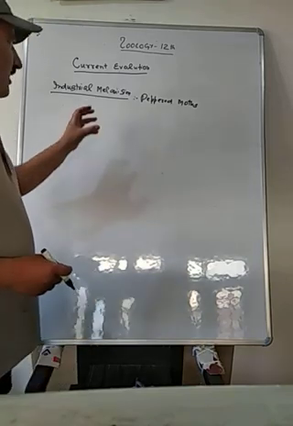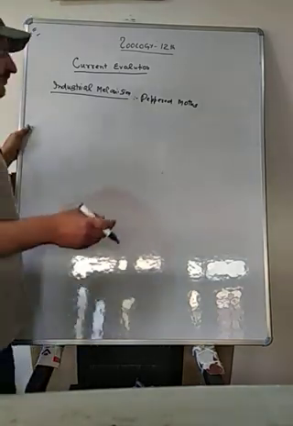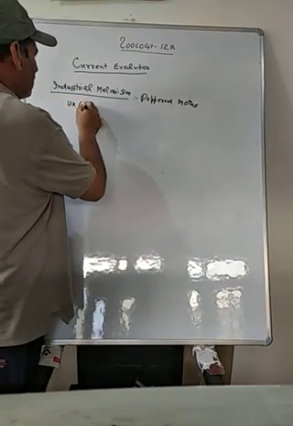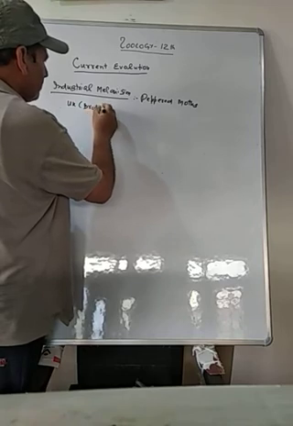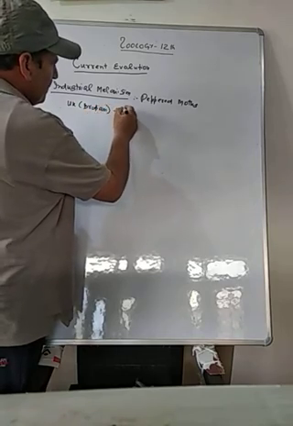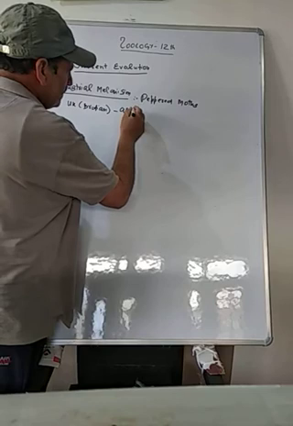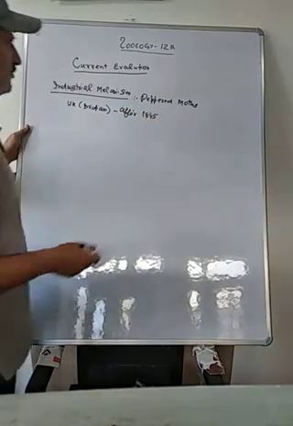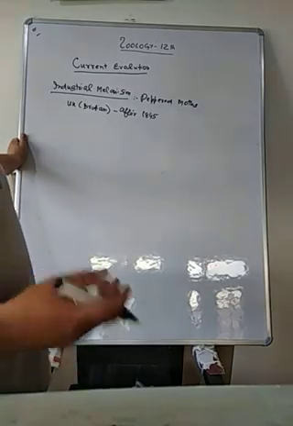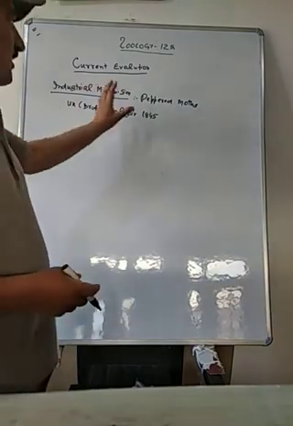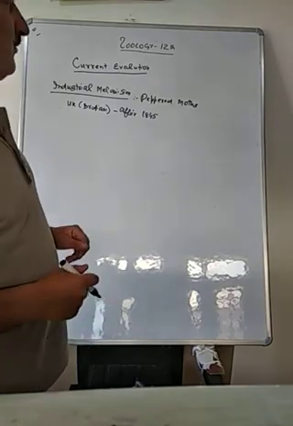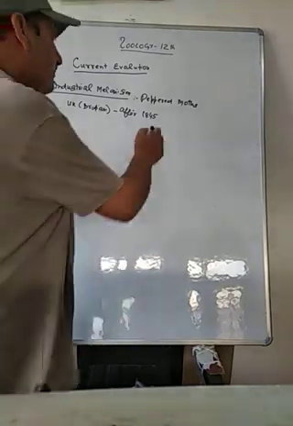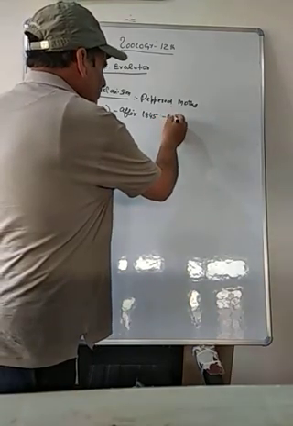And the type of evolution, industrial melanism, occurred in UK or Britain, we call it, after 1845. So it is a recent evolution. It happened after 1845. Now, the peppered moths are insects and their main predators are birds. Birds like to eat them.